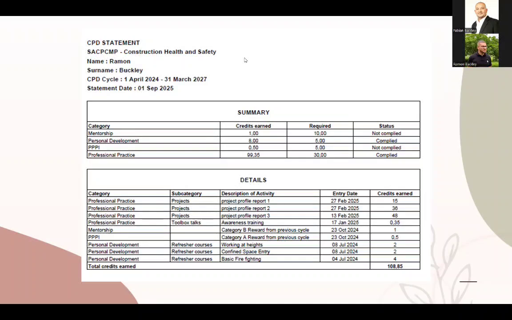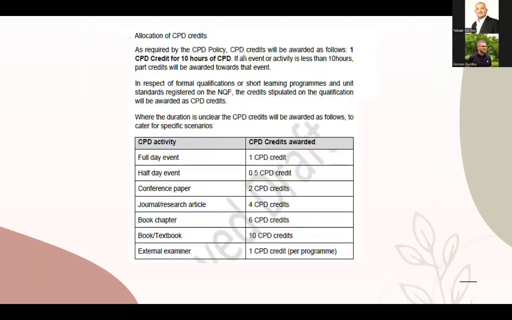Okay, then we're going to go through allocation of CPD credits. As required by the CPD policy, CPD credits will be awarded as follows. 1 CPD credit for 10 hours of CPD. So this is why I said to you, if you're going to be doing an audit, and on your audit report you're going to mention 10 hours or 20 hours. If it's 10 hours, they're going to give you 1 credit. If it's 20 hours, for example 2 days, they're going to give you 2 credits.